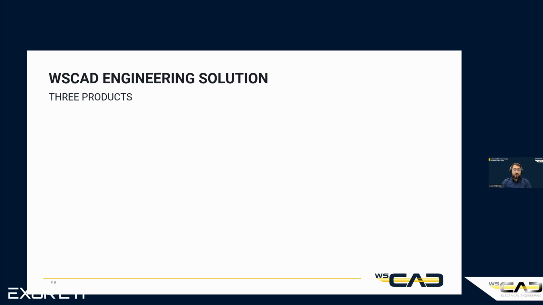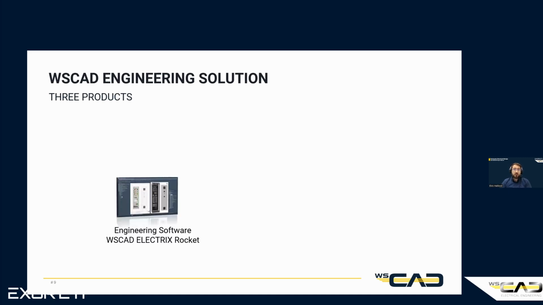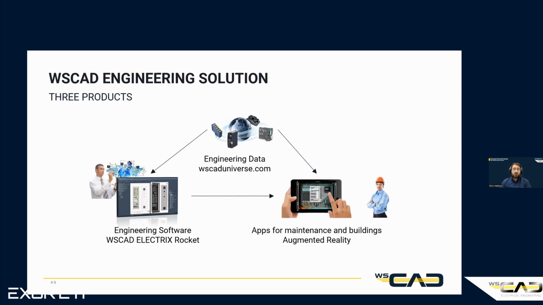This solution consists of 3 components. First, and the most important one, is the engineering software itself. We call it WSCAD Electrics Rocket. It is the most up-to-date version of the software. The second component is WSCAD Universe, the engineering data and part database that has over 2.1 million parts from over 400 manufacturers. And the last component is those 2 augmented reality apps.